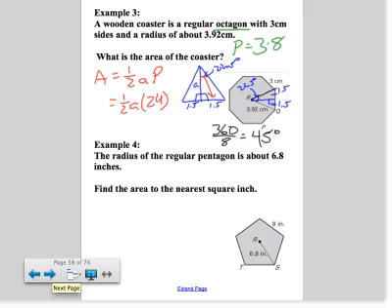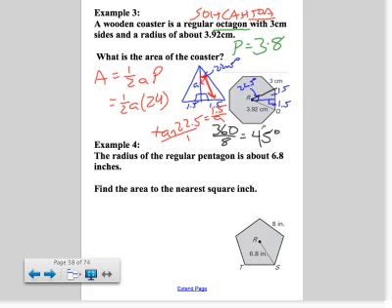SOHCAHTOA. Quick review. If this is my angle, the side I'm given is the opposite side. The side I'm trying to find is the adjacent side. Remember SOHCAHTOA, opposite adjacent tells me to use tan. So the way I'd set this up is tan 22.5 equals 1.5, opposite over adjacent. Remember, over 1, cross multiply.